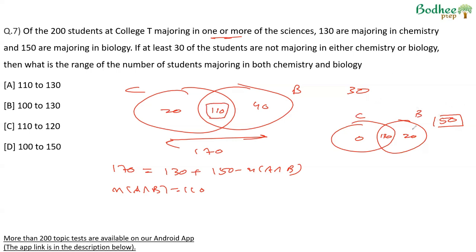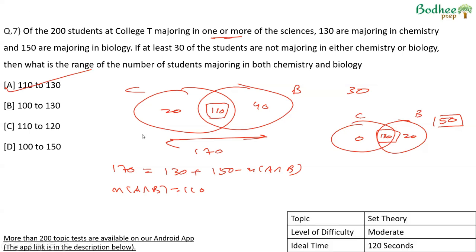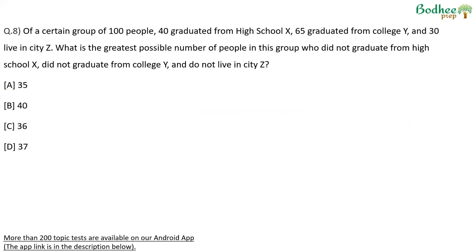So minimum 110 and maximum 130 people would be majoring in both chemistry and biology. So the range becomes 110 to 130, option A. Again, these questions can get a little tricky, moderate to difficult, about 2 to 2.5 minutes to solve.